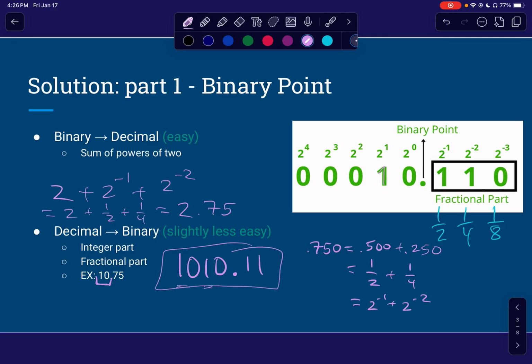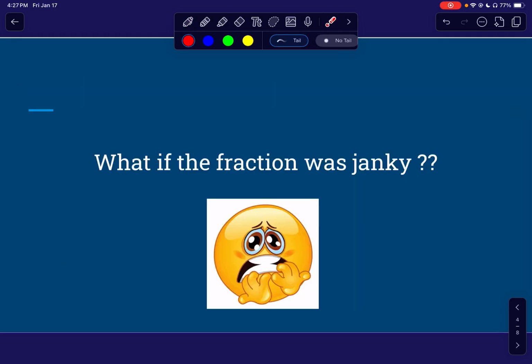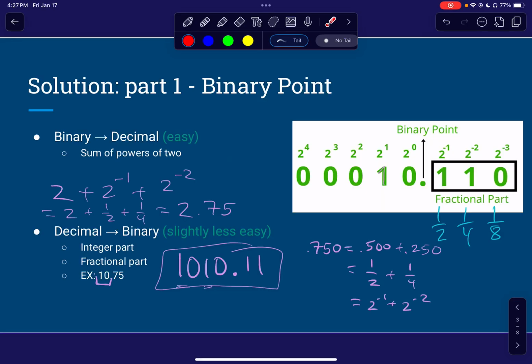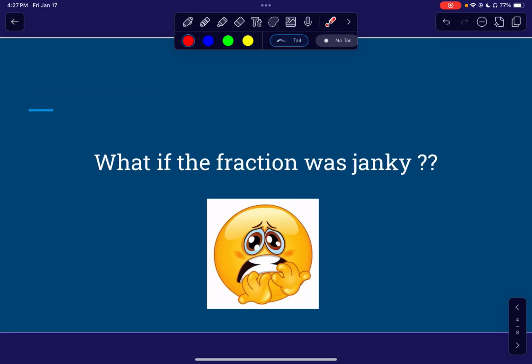This brings us to an issue: what if the fraction was janky? What if it was not a very clean 0.75 like that, where we could do the sum of fractions of 2 in our head?